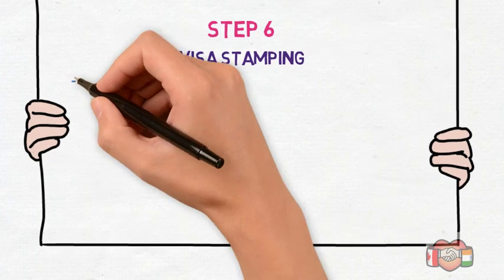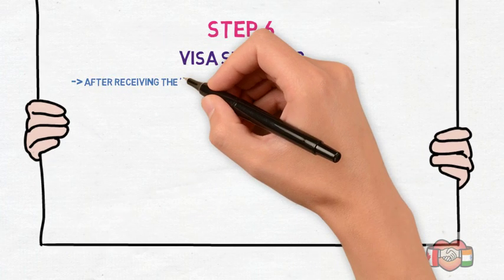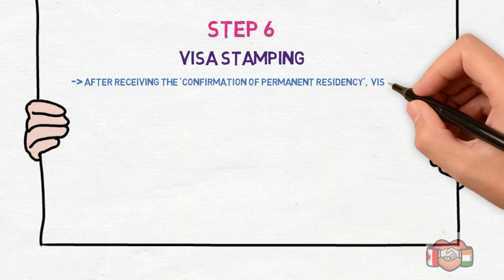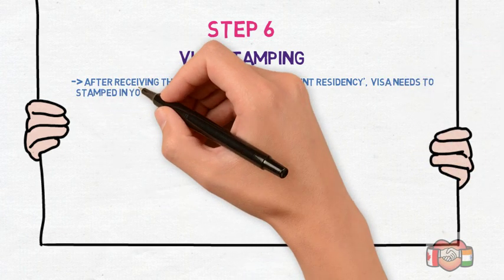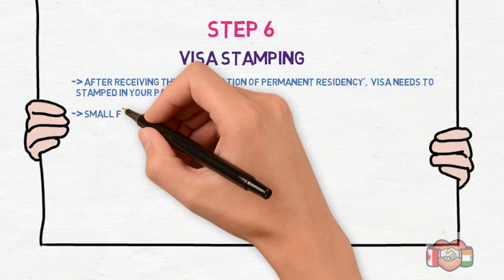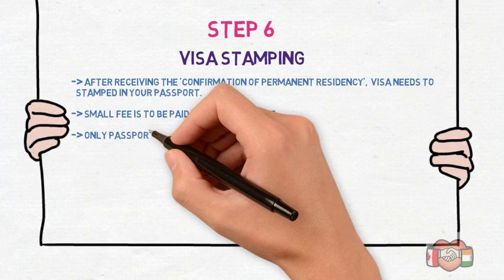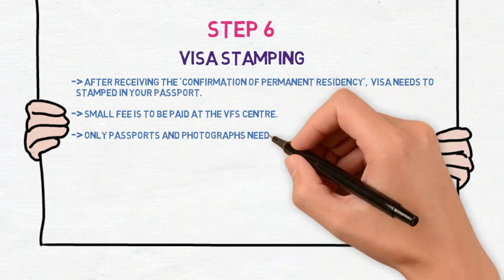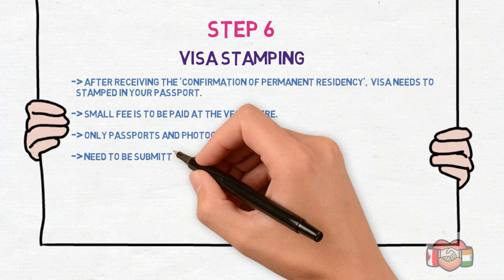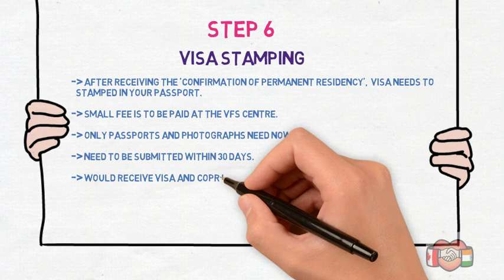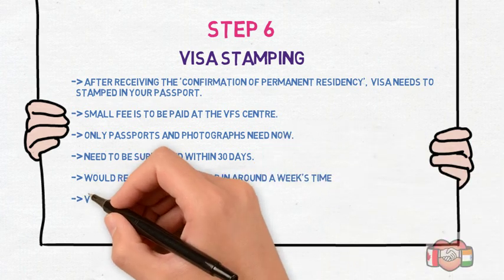Now let's discuss the last step. After receiving COPR, that is confirmation of permanent residency, over the email, you would require a visa to enter Canada for the first time, on an official letter of COPR which would be provided by the embassy. This would be done at the VFS center and would require a small fee. You have already submitted all the documents, so you now need to submit passport and photographs within 30 days of receiving the mail of COPR.